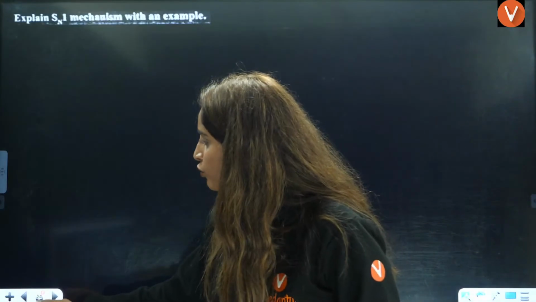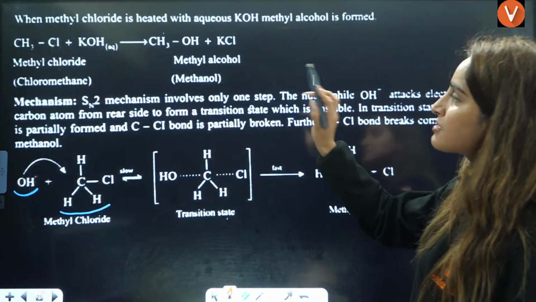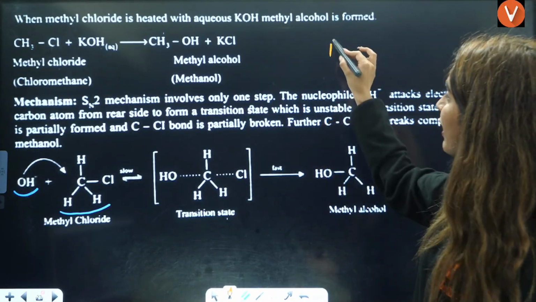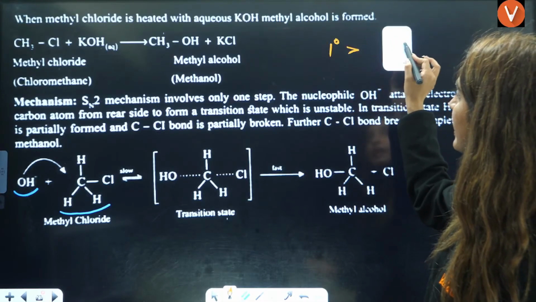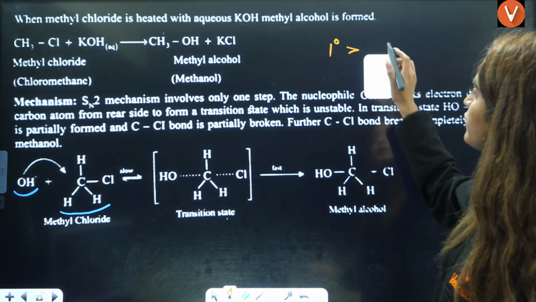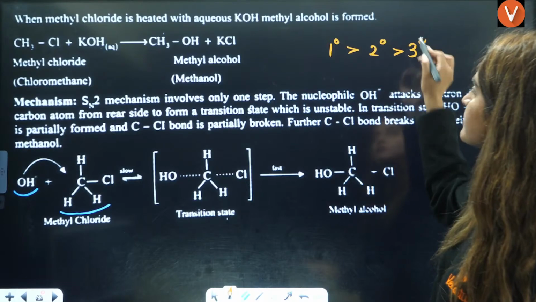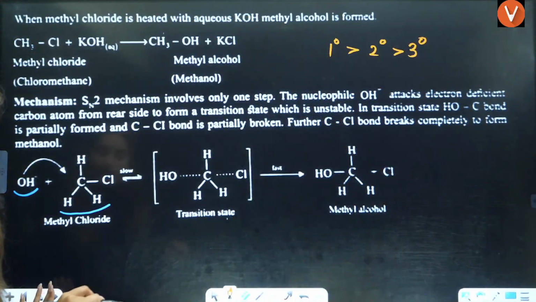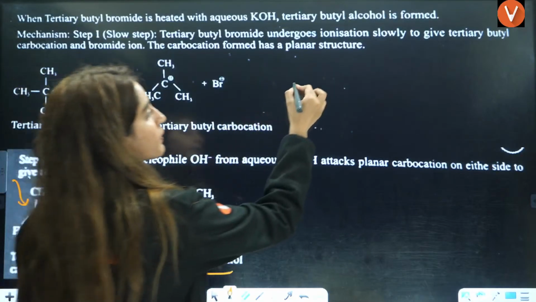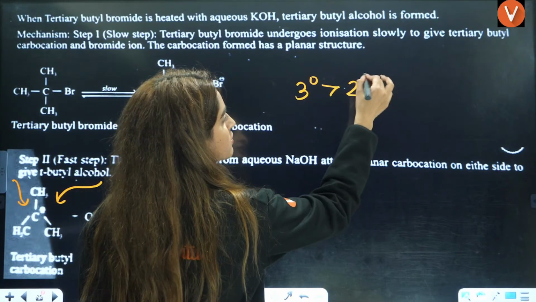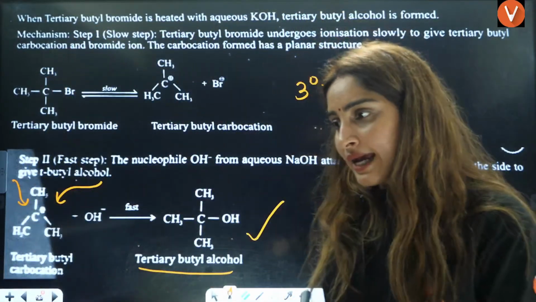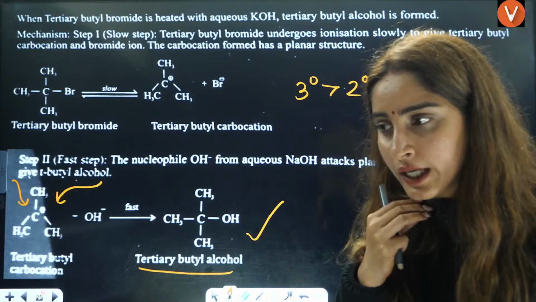If you want to add one more point for the transition state: because of steric hindrance, 1 degree reacts fastest, then 2 degree, then 3 degree. This is how fast it will react. Here, because of the carbocation stability, first it is 3 degree, then 2 degree, then 1 degree. This also you can add here. Okay, understood?